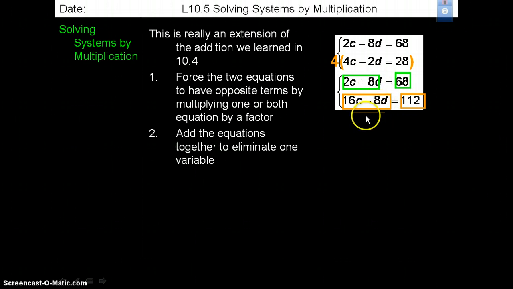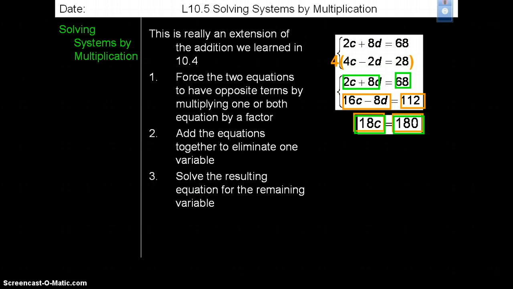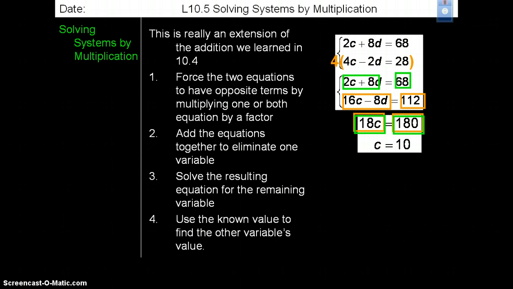So if we add the equations together to eliminate one of the variables, the d variable does eliminate because 8d plus -8d is 0. So here we can see that we have 18c equals 180. 18c, of course, comes from the 2c plus 16c, and the 180 comes from the 68 plus 112. A quick division tells us that c is equal to 10, so we have solved the resulting equation for the remaining variable. Now that we know what c is equal to, we can use either of the original equations for step 4 to find the value of d.